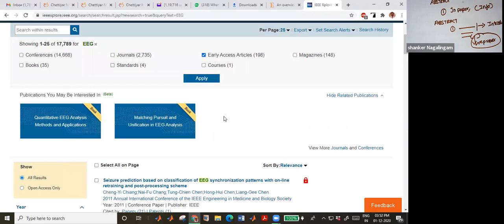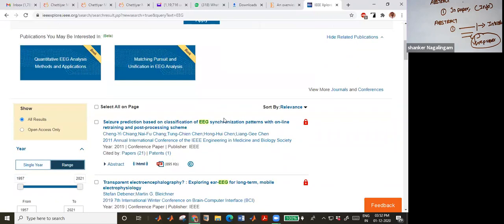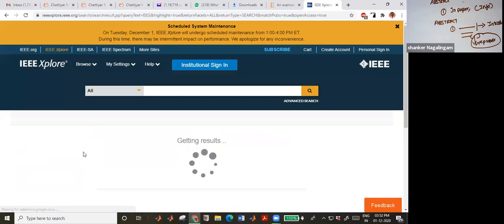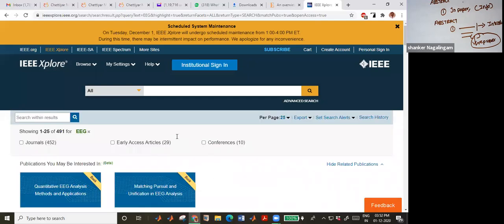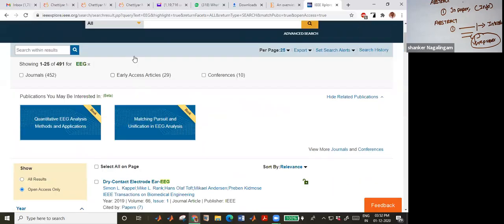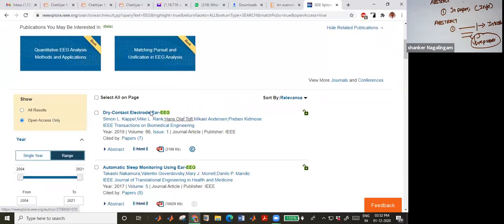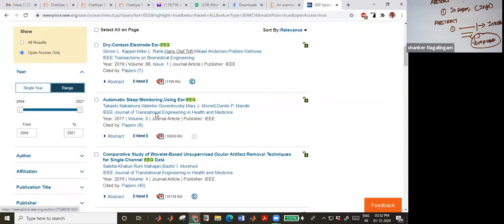Early access papers are those that are coming into the printing stage. Preliminarily, they have been accepted for publication but not yet published. If the paper is from 2020, it may be published in 2021, so it will be more advanced than the current year. Here, you have the opportunity to download open access papers, the entire paper in that particular area. Of course, 29 papers are there, and you can see these are all transactions and journals. Try to take only journals.